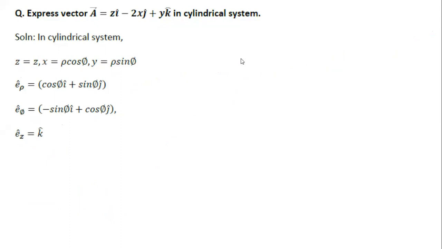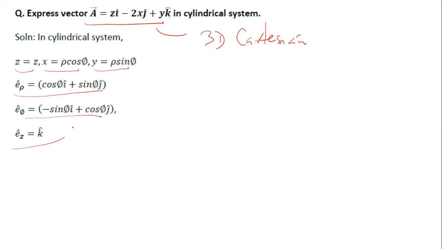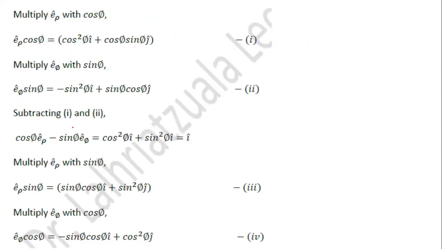Now, this vector also you can express in cylindrical coordinates. This is a vector field in the 3D Cartesian system. You can convert it into the cylindrical coordinate system. Z, you know, corresponds to Z from the transformation relation. X is rho cos phi, Y is rho sine phi, and we know that E rho is this, E phi is this, Ez is this, and if you multiply E rho with cosine phi, this is what you're going to get.